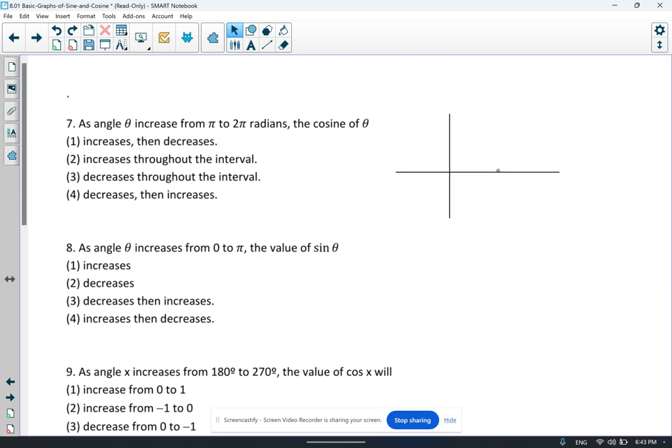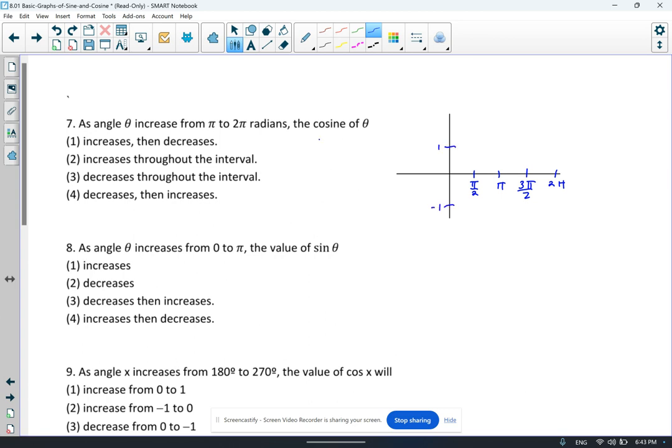Just trying to get that up a bit. I'm only going to graph one cycle. So 90 degrees, 180 degrees, 270 degrees, 360 degrees. Again, pi over 2, pi, 3 pi over 2, and 2 pi. And I'm just going to graph a basic cosine function.